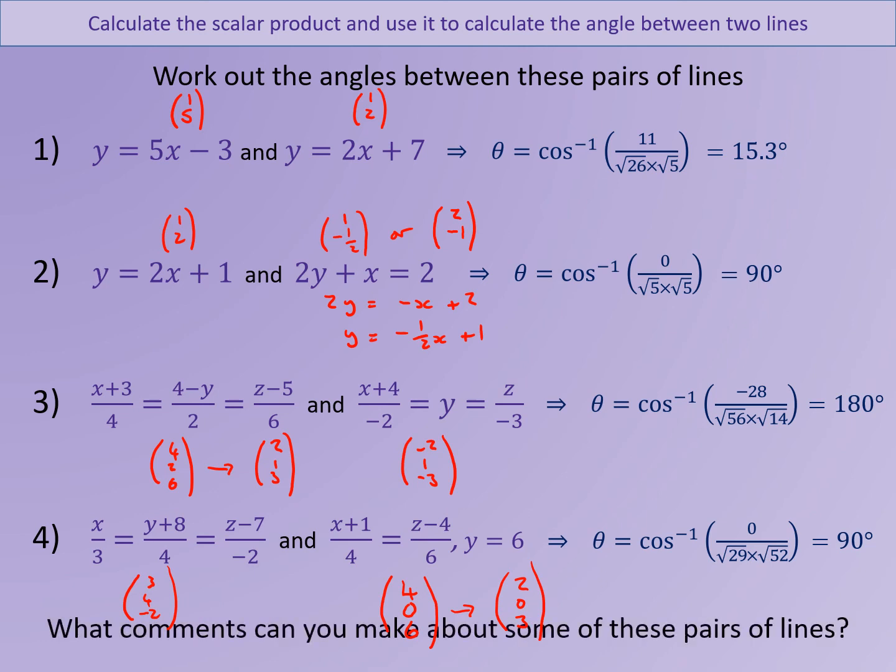So from this, we can conclude that in question 2, the lines are perpendicular. In question 3, the lines are parallel but travelling in opposite directions. So the angle is 180 between the two lines. And in question 4, we can conclude that the lines are perpendicular as well.